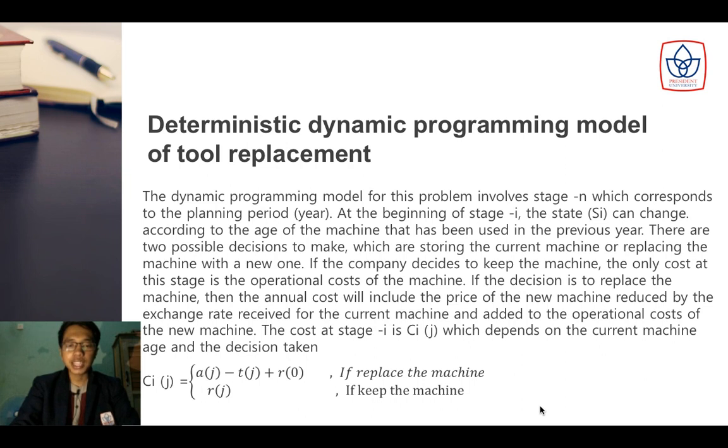If the company decides to keep the machine, the only cost at this stage is the operating cost of the machine. If the decision is to replace the machine, then the annual cost will include the price of the new machine reduced by the exchange value of the old machine. The cost at stage i is Ci, which depends on the current machine age and the decision taken. The formula is like this.